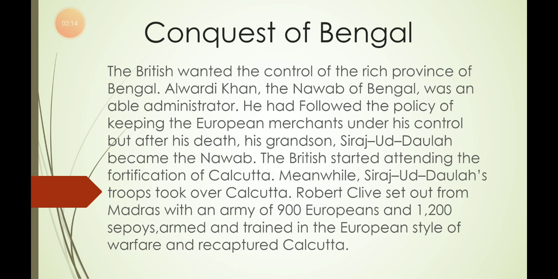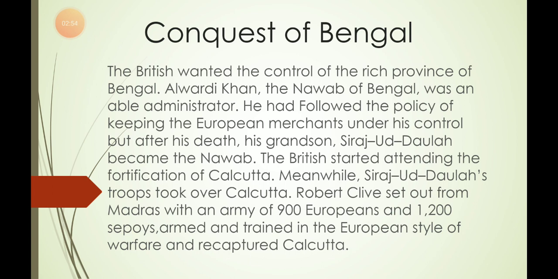Robert Clive came from Madras with an army of 900 European soldiers and 1200 sepoys, armed and trained in the European style of warfare, and recaptured Calcutta.